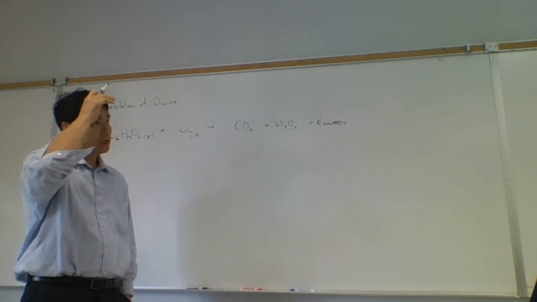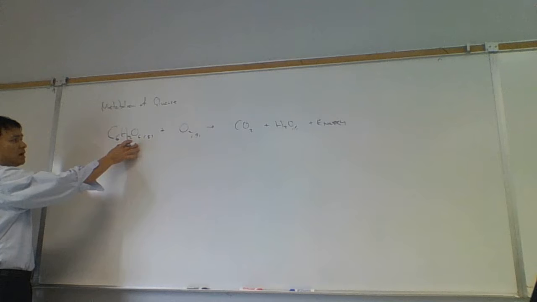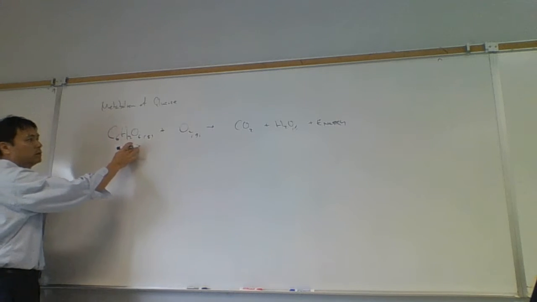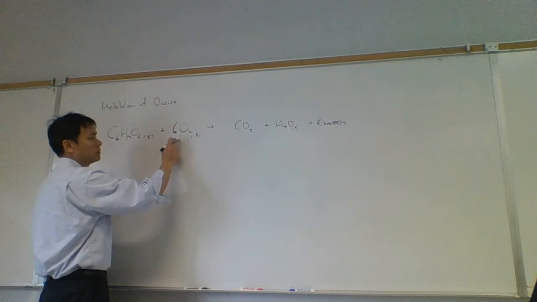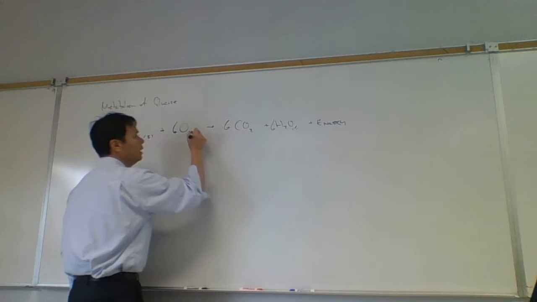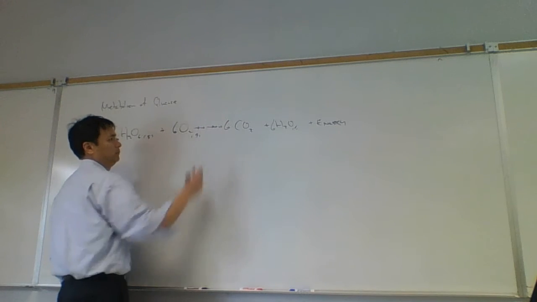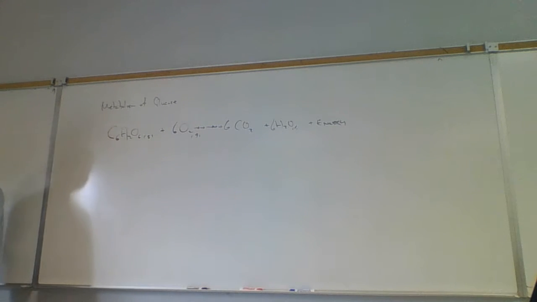So how much energy is generated? Well, it depends on how much glucose is metabolized. So if we can metabolize 1 mole of glucose, 1 mole of glucose will require 6 moles of O2, generate 6 moles of CO2, 6 moles of H2O. In metabolism, this occurs over many steps, but this is the net reaction that occurs.